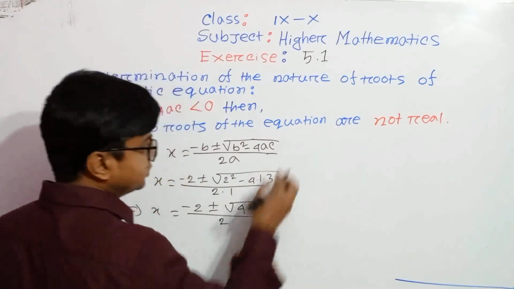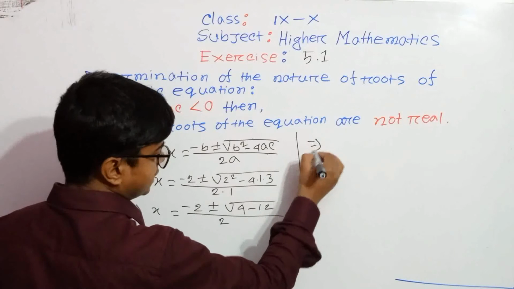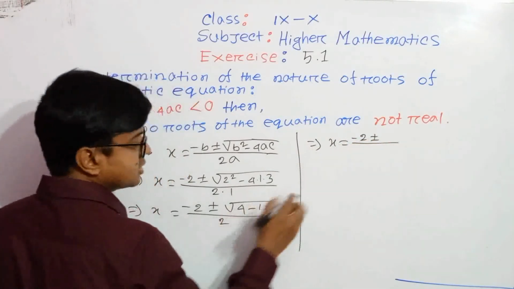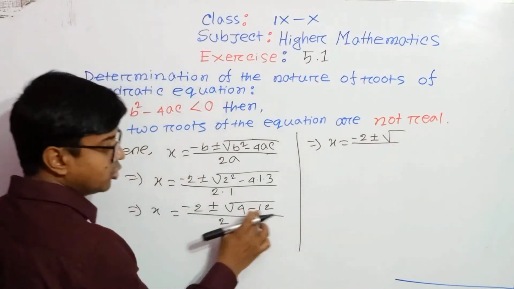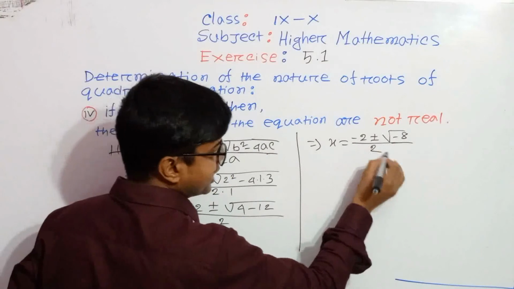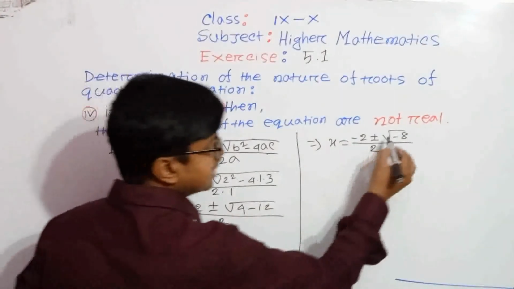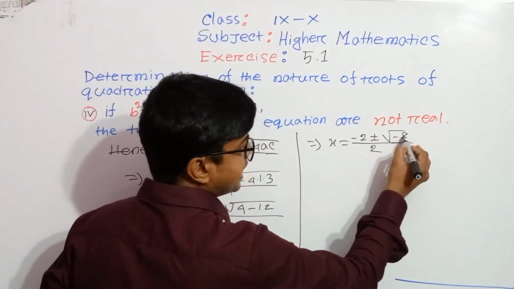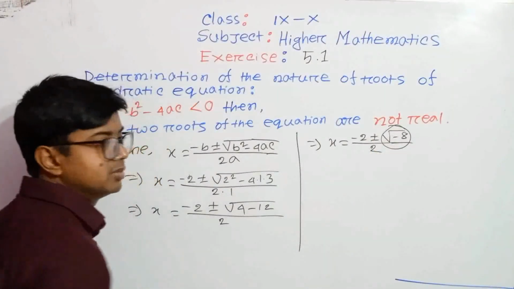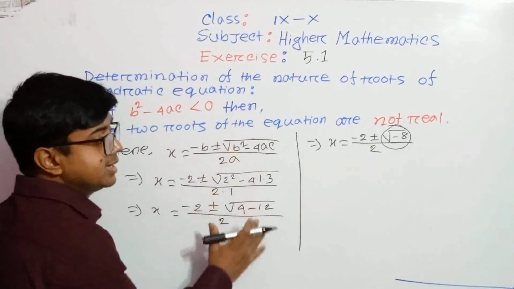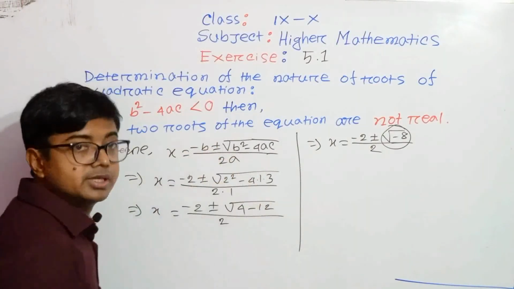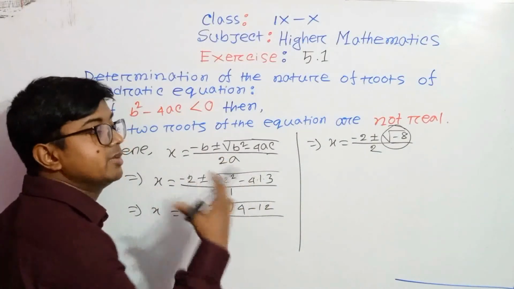And now here x equals minus 2 plus or minus square root of 4 minus 12, it will be minus 8, by 2. Look at this here: square root of minus 8 is not a real number. In this case, the roots of a quadratic equation are always conjugate complex or imaginary numbers.